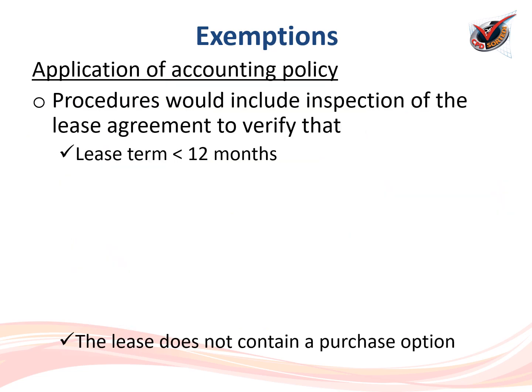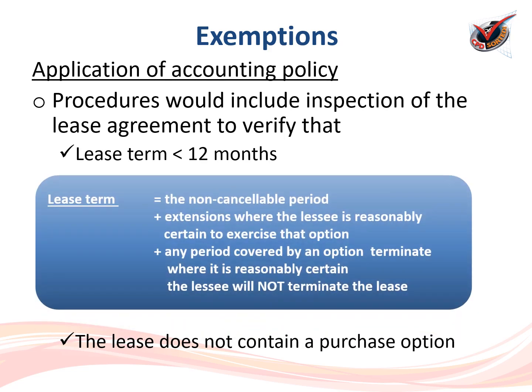So with regard to the exemptions, the application would need to be reflected by management in an accounting policy, and the auditor would need to carry out procedures which would include inspection of lease agreements to verify that firstly lease terms are not more than 12 months, and then also that the lease term takes into account all the possible clauses of the contract, which would include the non-cancelable period, extensions where it's reasonably certain that the lessee will exercise that option at the end of the lease, as well as any period covered by an option to terminate where it is reasonably certain that the lessee will not terminate the lease prior thereto.